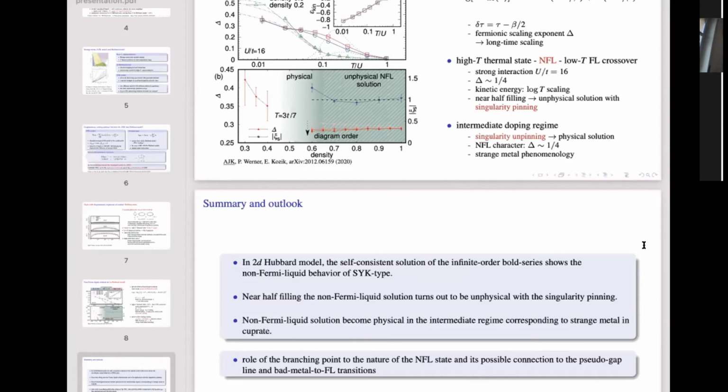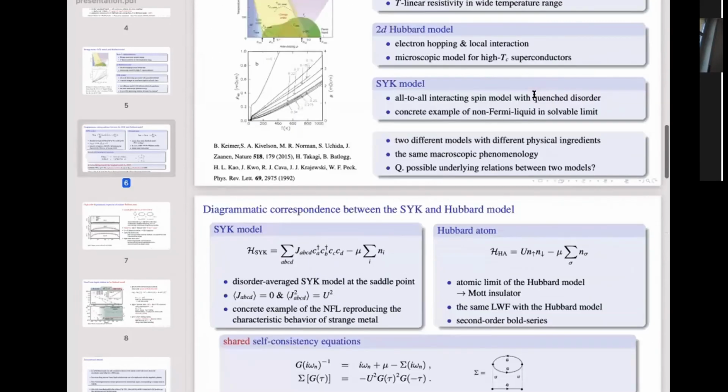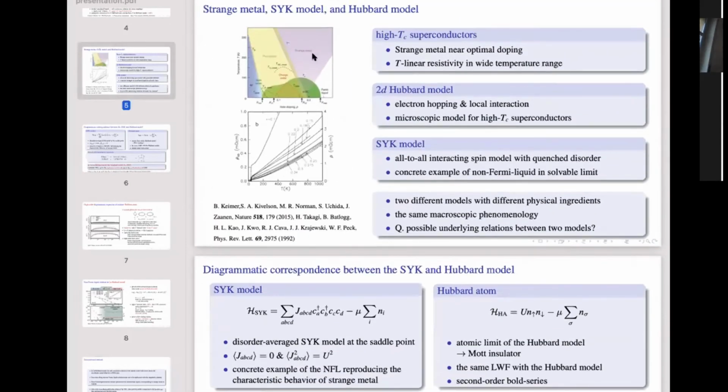Yes, yes. And one of the interesting points is that in the phase diagram of the cuprate, the strange metal only appears in the intermediate doping regime, not really close to the half-filled regime. So our observation is consistent with the phenomenology of the strange metal in cuprate. Okay, thanks. So I saw that Lucia raised the hand. Lucia, maybe you can ask the question, and Francesco.